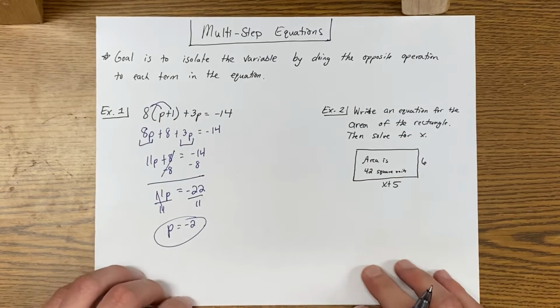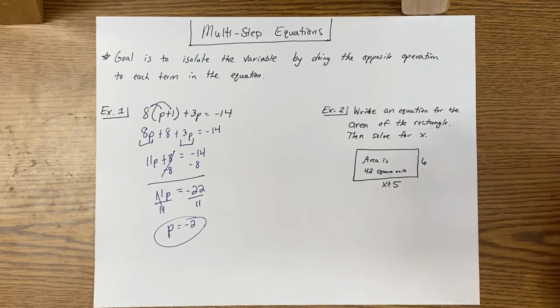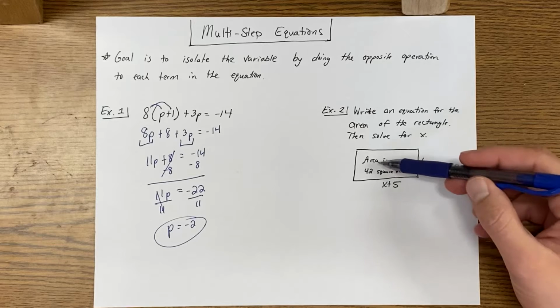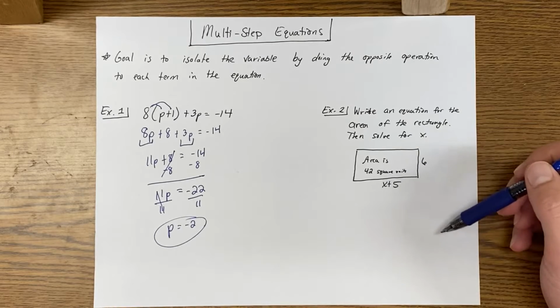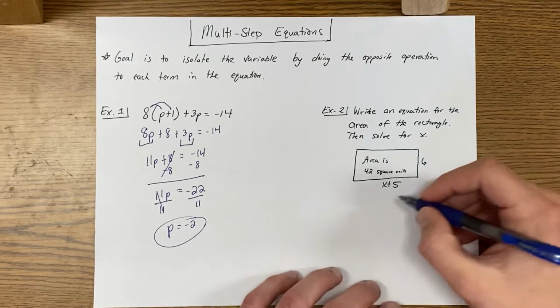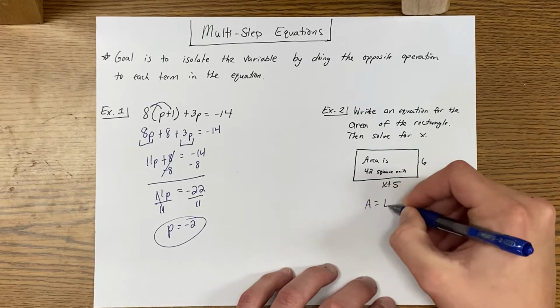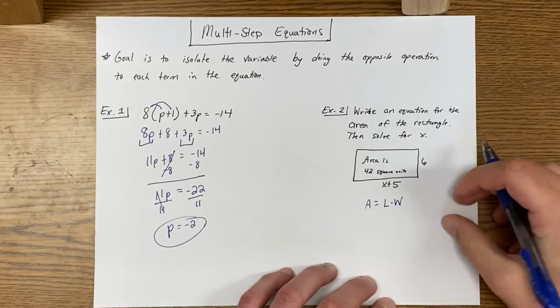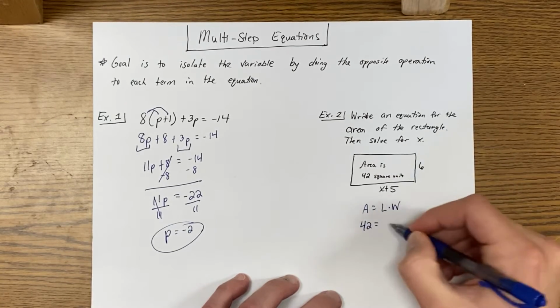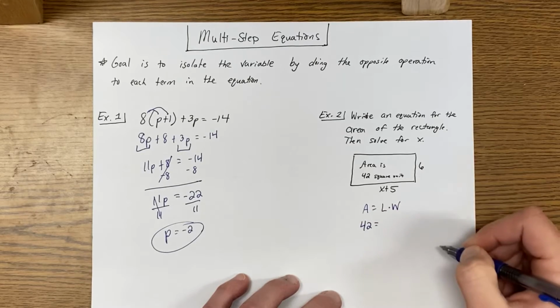All right, our second example says write an equation for the area of the rectangle, then solve for x. So we do a little bit of applying here. It tells us that the area is 42 square units, gives us one side is x plus 5 and one side is 6. Well, we know that area equals the length times the width. Okay, so it tells us area is 42. The length we would say is x plus 5, the width is 6.